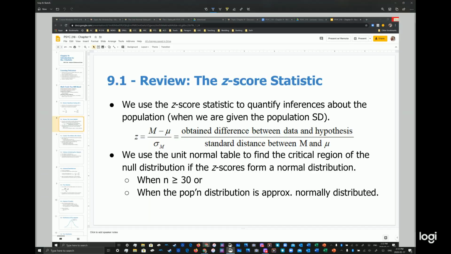When we work with Z tests, again, we're using Z scores. So for hypothesis testing, notice the changes here. We're using M instead of X and sigma M, the standard error, instead of the population standard deviation. So this is what this says. The Z-score is the obtained difference between the data and the hypothesis, that is the sample data, the sample mean, and the null hypothesis, divided by the standard difference, the standard deviation between sample mean and population.